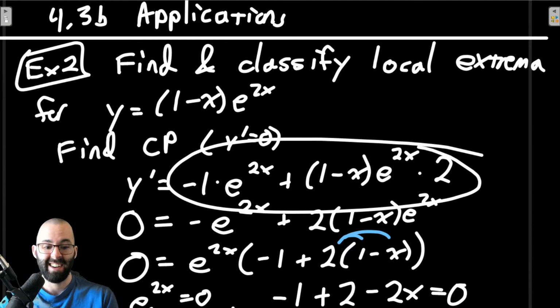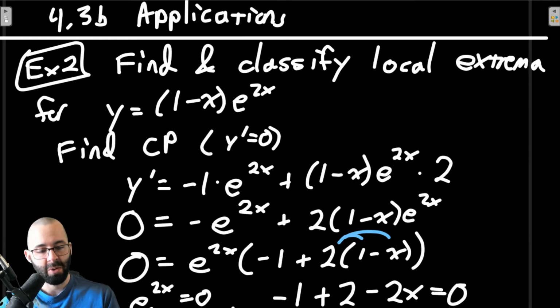I don't really want to take the derivative again. Okay? So what I'm going to do, you could take the derivative again. It's actually not that bad. Let's use a first derivative test here. No, second derivative test. Let's do it.